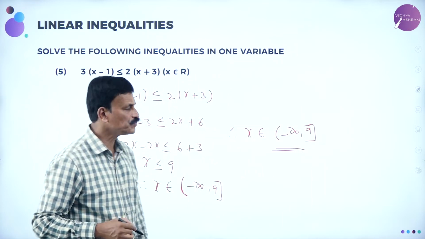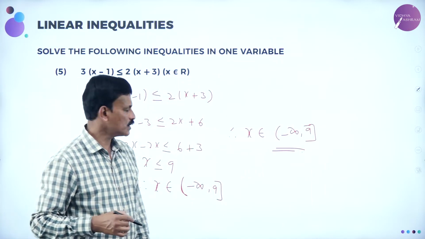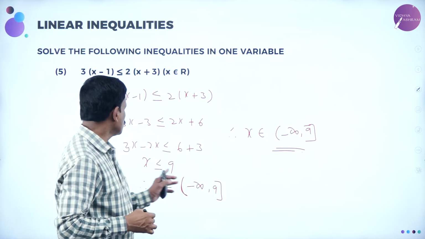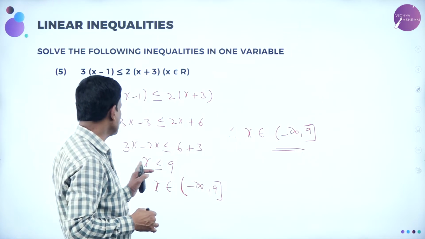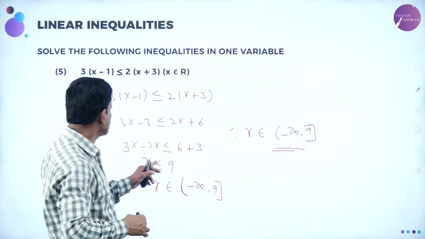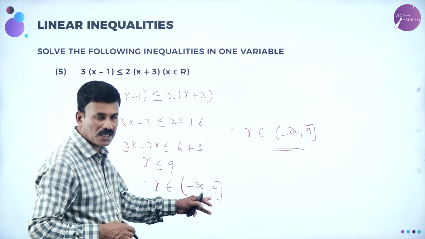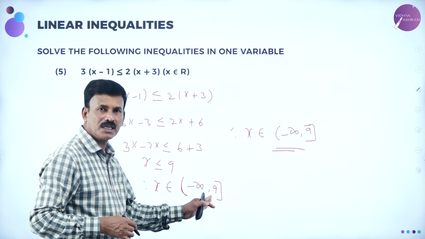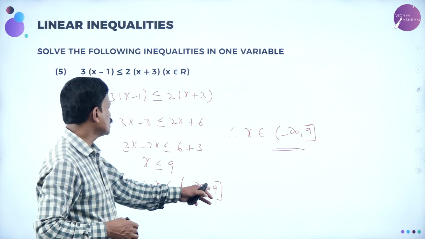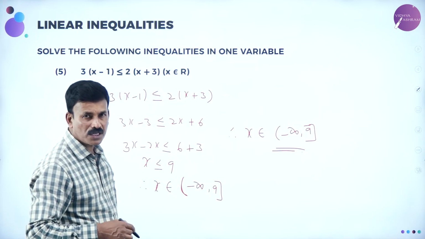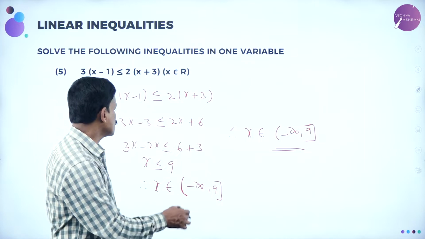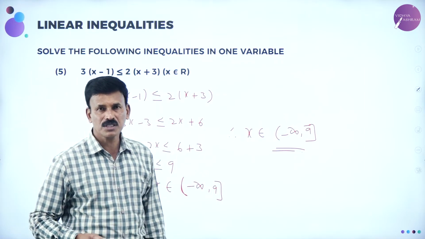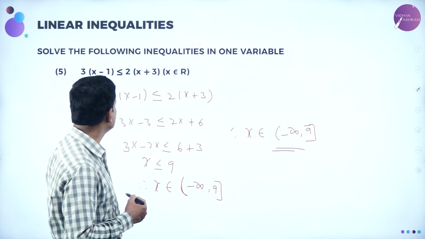That's it. It is a half-closed and half-open interval, because it is less than or equal to. So all the values which lie between minus infinity and less than or equal to 9, meaning including 9 and less than 9, are denoted as a big bracket, that is a half-closed and half-open interval, x belongs to minus infinity comma 9. That's it. Now let us take the next problem.